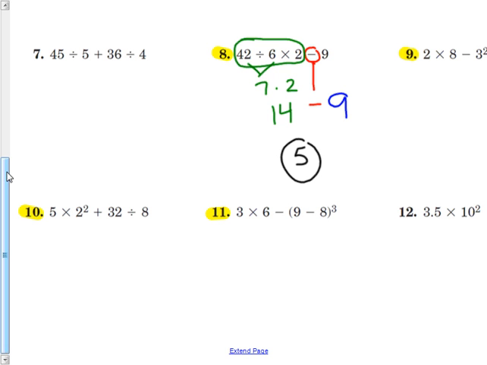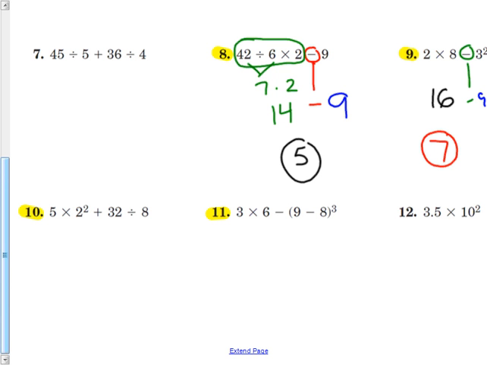Another example. We have in problem number 9, 2 times 8 minus 3 to the power of 2. I see one subtraction sign I can bring down, so I'll do my subtracting. On the left side of that subtraction sign, I have 2 times 8, and I know that 2 times 8 equals 16. On the right side, I see 3 squared, and I know that 3 squared, 3 times 3, is 9. So what I'm left with is 16 minus 9, which is 7.